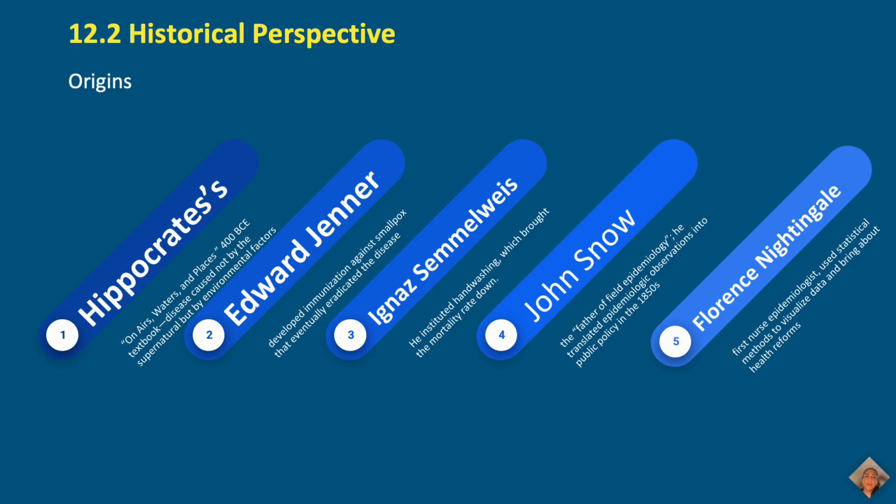So when we think about the origins, we're going to trace this back to the physician Hippocrates, who in Airs, Waters, and Places in 400 BCE looked at disease caused not by the supernatural but by environmental factors. Edward Jenner was also monumental. He lived from 1749 to 1823. He developed the immunization against smallpox that eventually eradicated the disease.